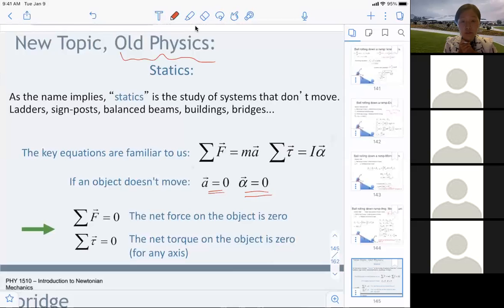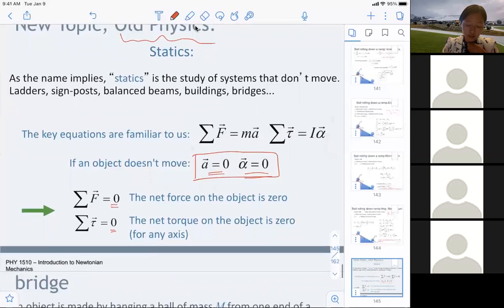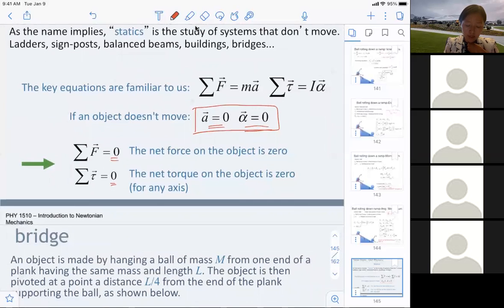You want them to be in static equilibrium. So you want all the forces to be 0. You want all the torques to add up to be 0. So that makes sure that both of these accelerations are 0. So that's it. That is the old physics we're going to do in this section, by making all the forces cancel and all the torques cancel.